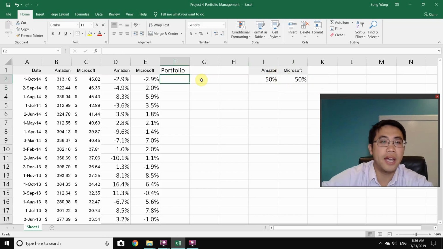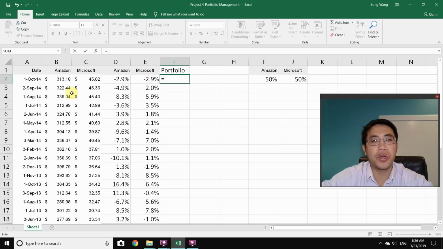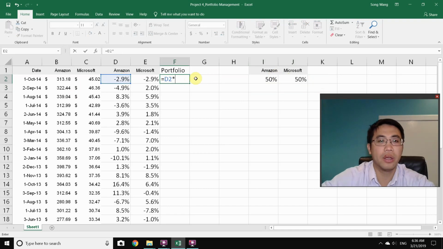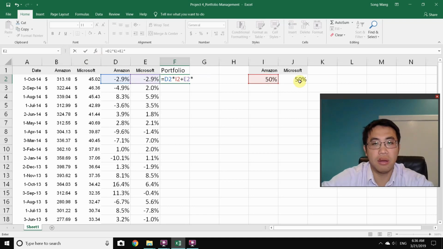All right, and then I want you to calculate the portfolio return for each period. So how to get a portfolio return? Half of your return will come from Amazon's return. So I use Amazon's return times its 50% weight, plus this Microsoft return times this Microsoft weight.